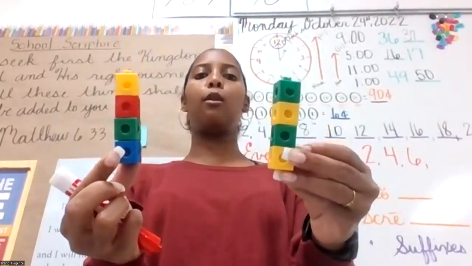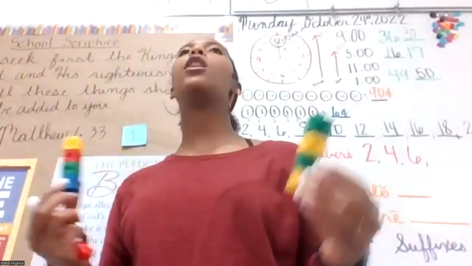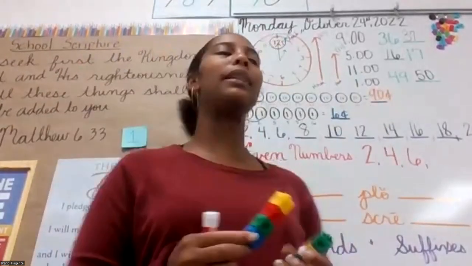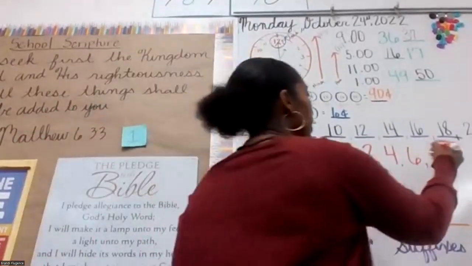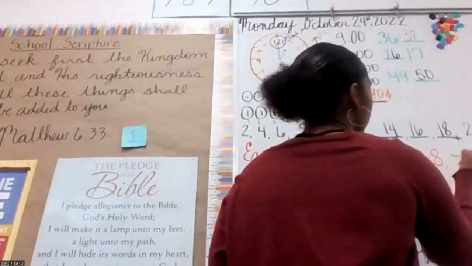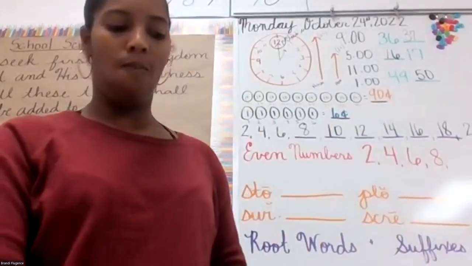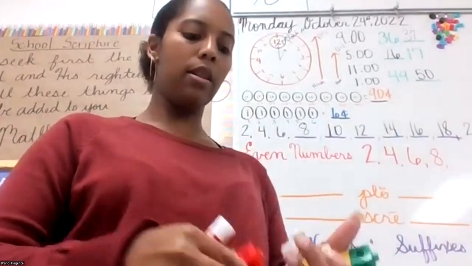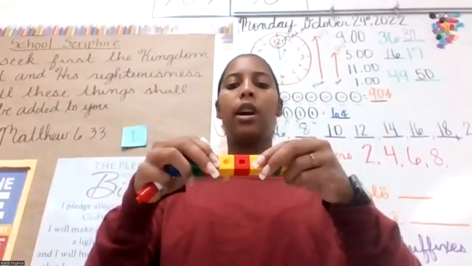Is it even? Yes. I have four and four. It's equally split, so that means eight is an even number. 2, 4, 6, 8. We might be going to 10. Let's look at 9. Yes. So I have 9.